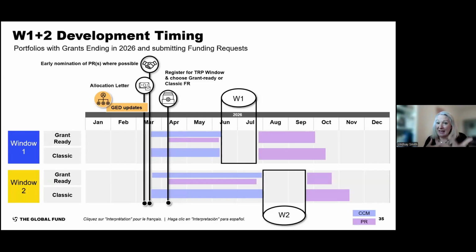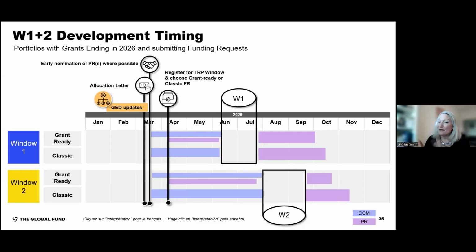And you need to think about, am I classic or am I grant ready? Because that will affect how you think about managing the rest of the months of this year. So for example, if you are preparing for a classic funding request and you're planning for window 1, you will have more time for the grant making on the other side. Whereas if you are aiming for window 2, you might want to consider grant ready being a good option if that's appropriate for your context, because then you will have less time to complete grant making on the other side of window 2. So these are just planning considerations as you think about the role of the CCM, the role of the PR, and how you want to use the months that are ahead in 2026.